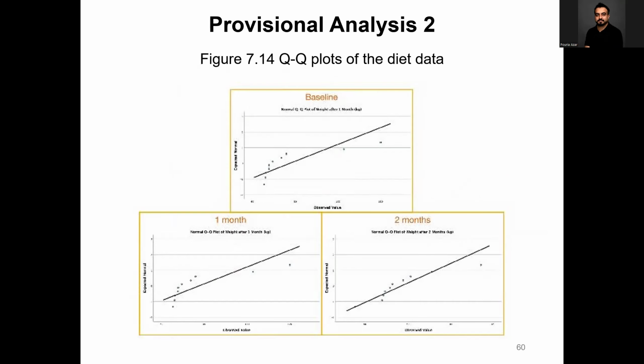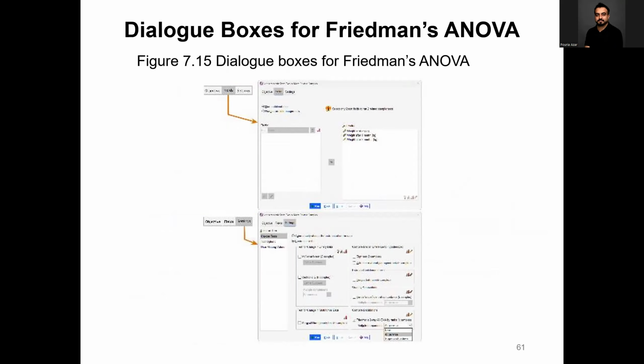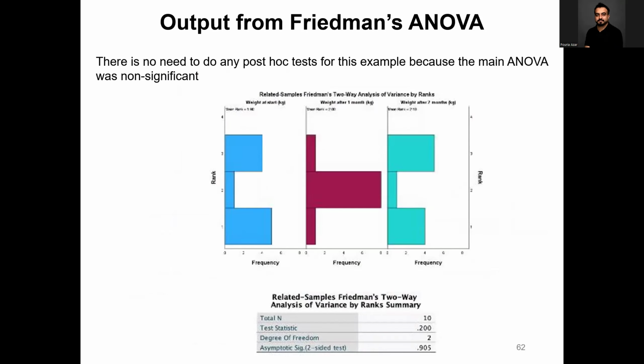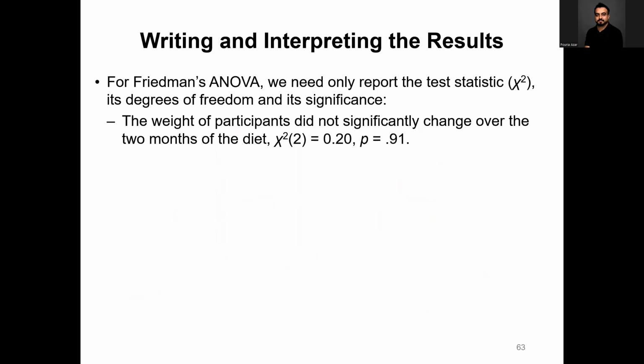So this is the QQ plot. Again, it's not normally distributed. And then I would drag and drop my variables into the test variable boxes, and I can choose some options. Then I click OK. It gives me the output in SPSS. It also gives me the frequency for rank, and it provides a table with my test statistic and the p-value. And the degree of freedom is 2 in this case.